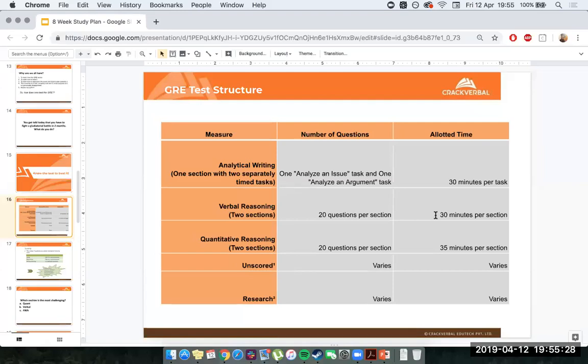Now, if your quick maths is sound, you may know that that's 5 sections that we've covered: 1 AWA, 2 verbal, 2 quant. The 6th section is a section that is either unscored or research. It's one of the 2. So it's a section that is either just an unscored section that doesn't count towards your score, or it's a research section that still doesn't count towards your score, but the GRE is collecting your data to understand what kinds of questions are easy, medium, or hard. Right? So ultimately, there are 6 sections, right?